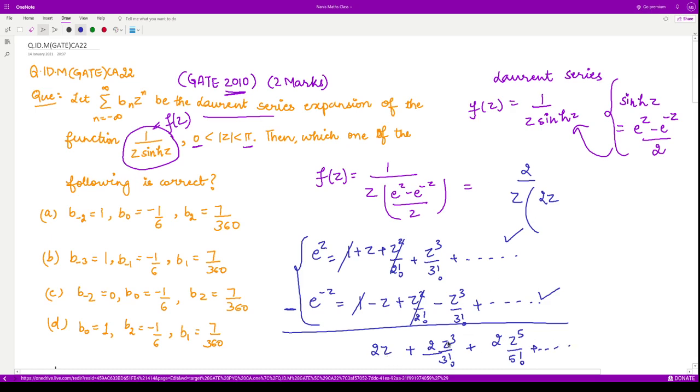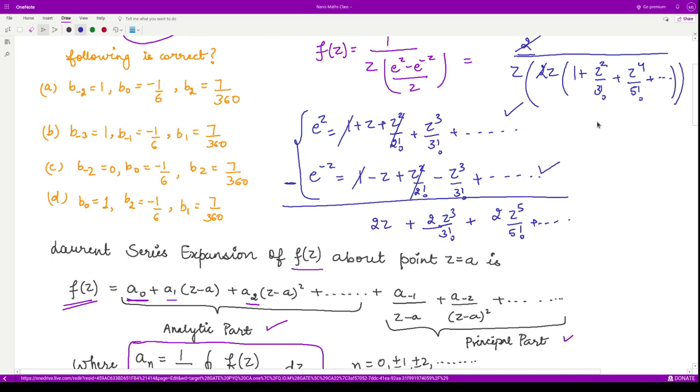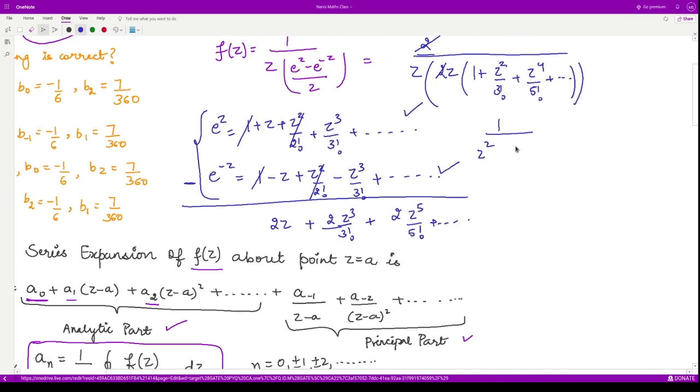In every term we have a 2 and a z, so we can take 2z common. So we would have 1 plus z square by 3 factorial plus z power 4 by 5 factorial and terms like that in the denominator. From here this 2 and 2 cancel. So we would have something like this: 1 by, now this would be z square, so 1 by z square, and then 1 plus z square by 3 factorial plus z raised to power 4 by 5 factorial and so on, right?